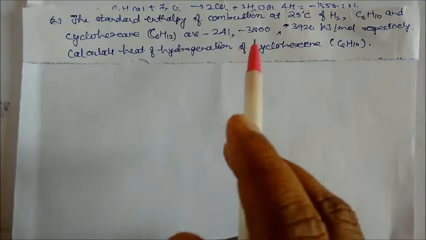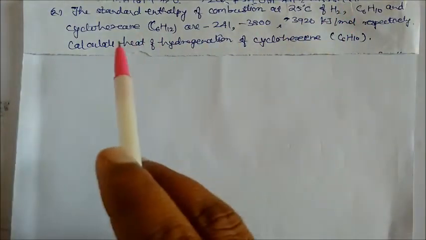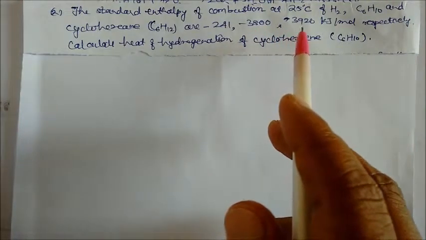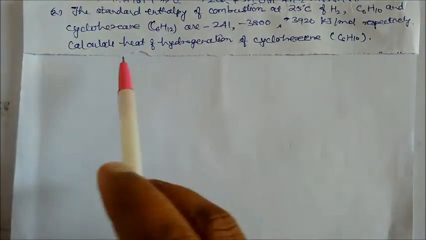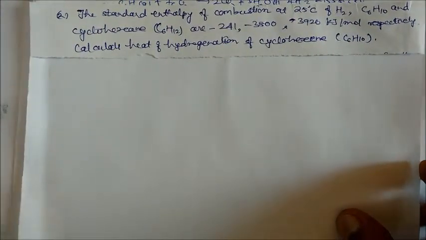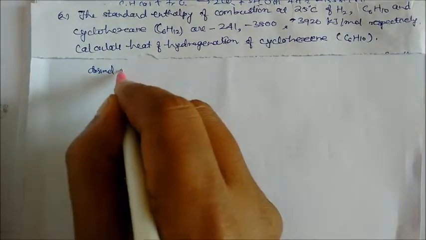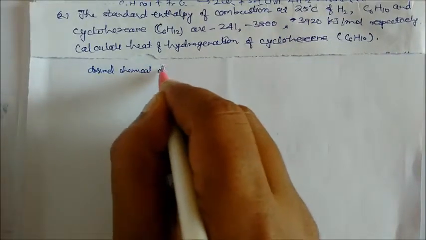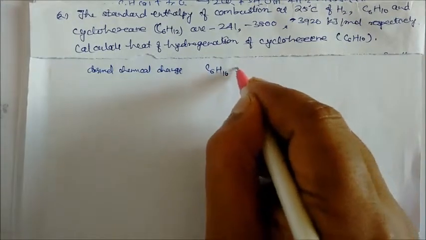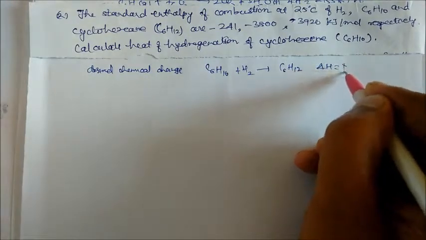Standard enthalpy of combustion at 25 degrees centigrade of H2, C6H10 and cyclohexane C6H12 are minus 241, minus 3800 and minus 3920 kilojoule respectively. So calculate the heat of hydrogenation of cyclohexane. This we have to calculate. Again we have the desired chemical change: C6H10 plus H2 will give you C6H12, and we have to find the delta H of this equation.